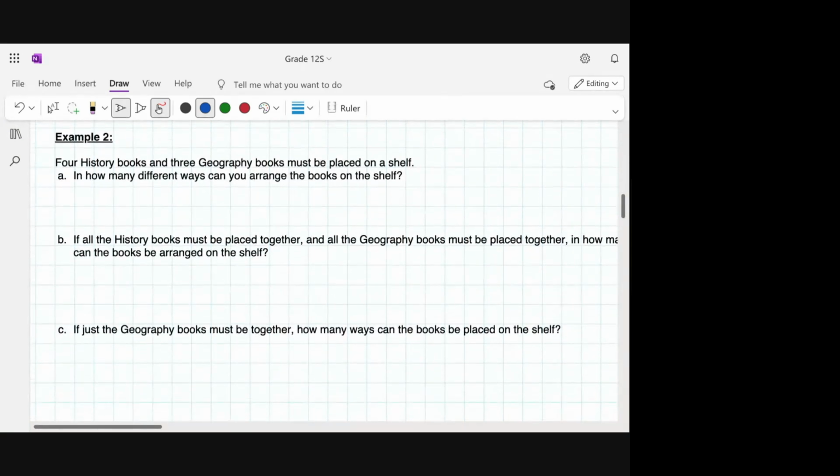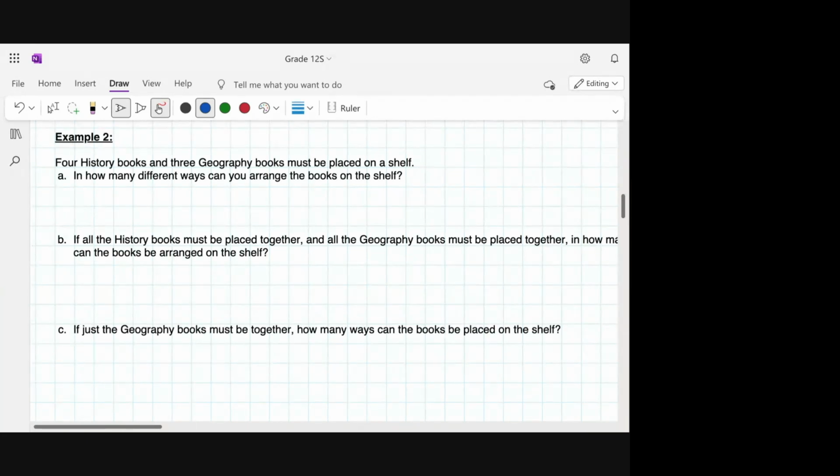All right, let's have a look at example number 2. So 4 history books and 3 geography books need to be placed on a shelf. In how many different ways can you arrange the books on the shelf? Guys, I've got 7 books. 3 plus 4 gives me 7. I need to arrange these on the shelf. It doesn't say what order they need to be in. They can be in any order.